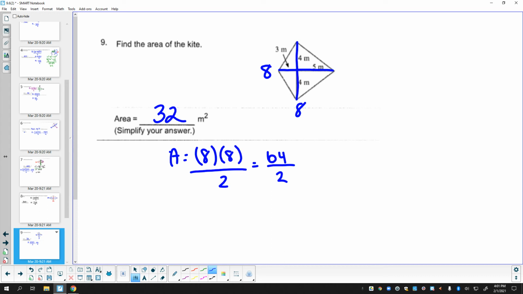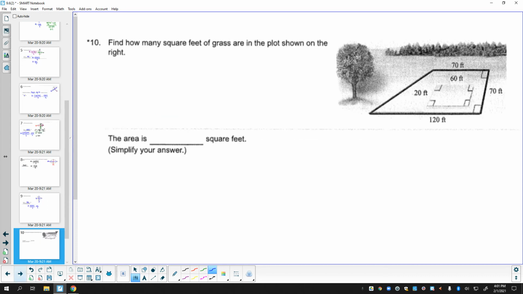Okay, moving on to the last page, number 10. Find how many square feet of grass are in the plot shown on the right. So it's a little hard to see on here. It will be easier to see on Math Excel. The grass is all of this right here. And then basically this is like a concrete pad in the middle. So there is no grass right there.